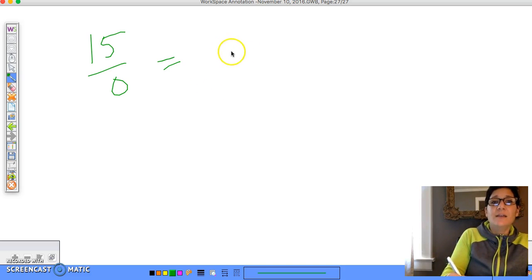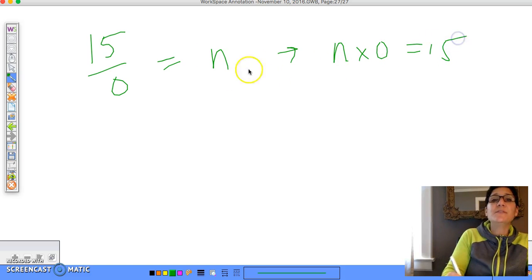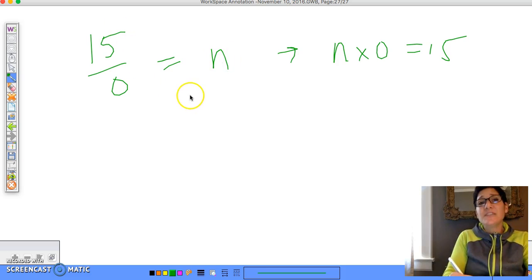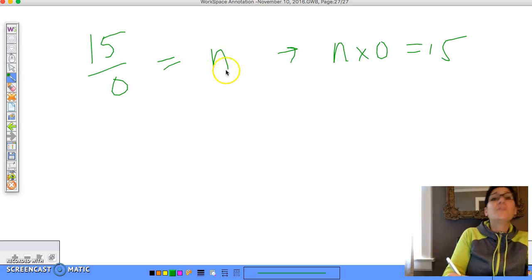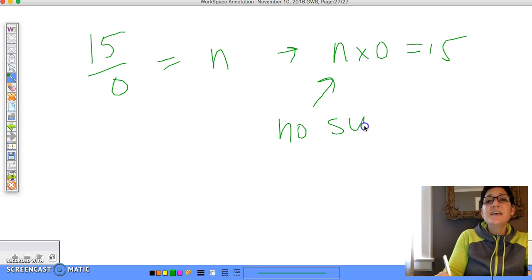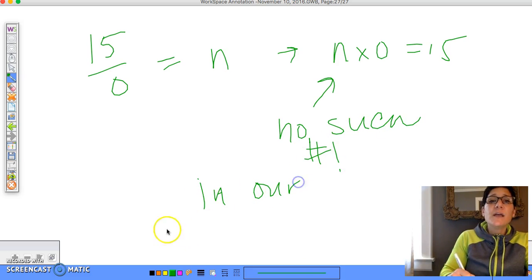and you're like, is there such a number? Even if you tried to guess a number, think of any number that you possibly can. I'm going to call this n. That means n times 0 should give me 15, and if you're like, oh, 5, not a chance, because 5 times 0 is not 15. Let's guess 7. 7 times 0 is not 15. Guess 23. 23 times 0 is not 15. So therefore, there is no such number in our number system.